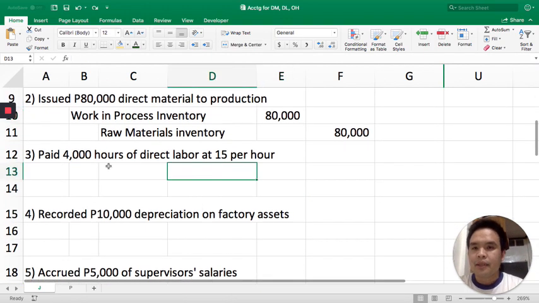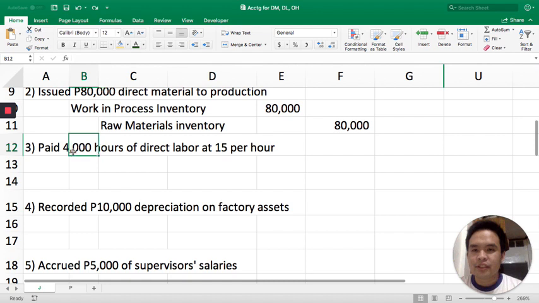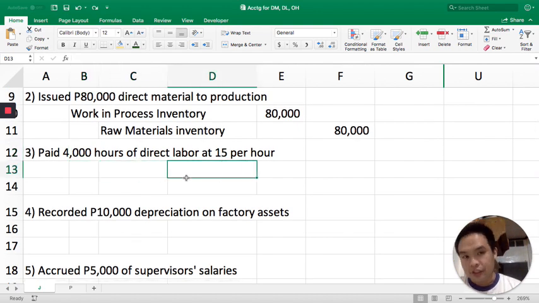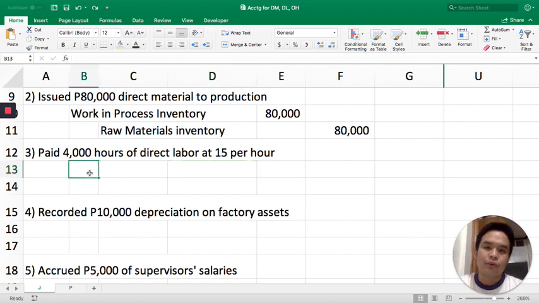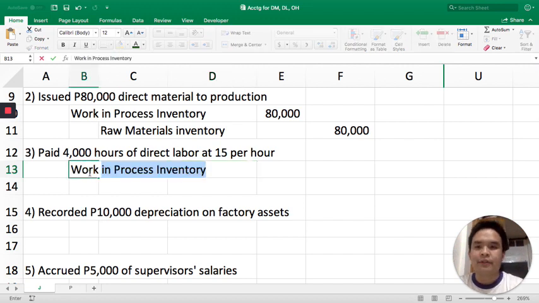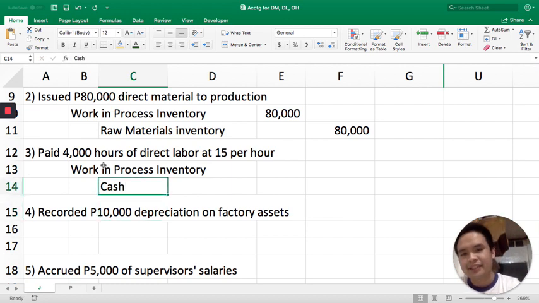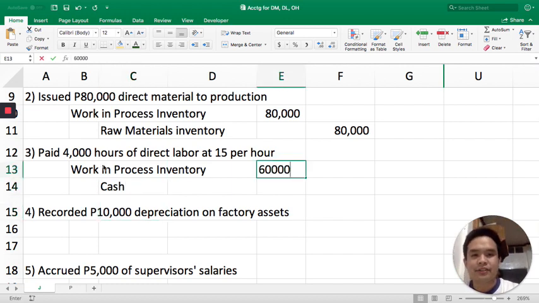Next. Paid 4,000 hours of direct labor at 15 per hour. Ito ay direct labor. So, papasok siya sa work in process inventory. Magkano yan lahat? 4,000 hours, 15 isa. That's 60,000 pesos if you multiply that. Credit. Magsabi, paid eh. So, cash diretso. So, credit cash. Yan ay 60,000.